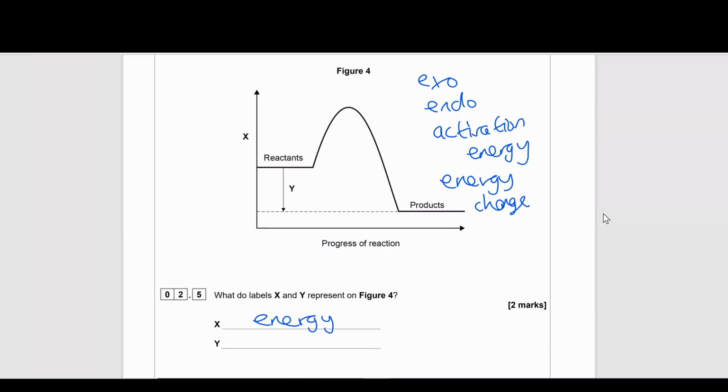Y, well, label Y is showing an arrow between the reactants and the products. So if our energy in our reactants is here, and the energy in our products is here, then this Y is telling us the energy change.